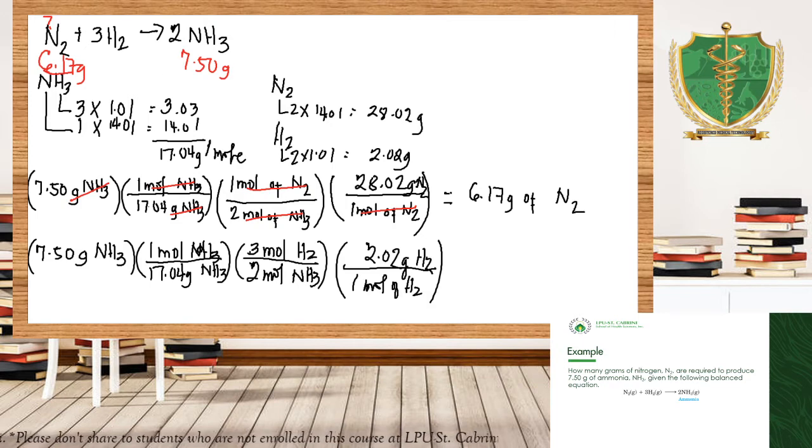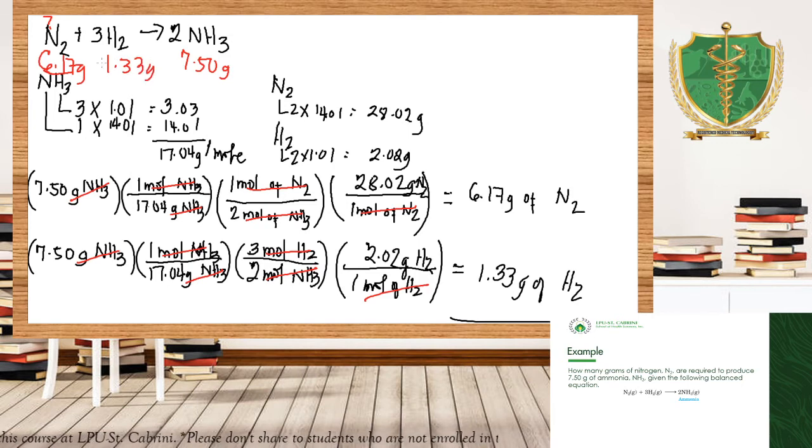So, again, cancel same units. So, that will be, sige, compute po ulit, 7.50 times 3 times 2.02 divided by 17.04 times 2. This is equals to 1.33 grams of hydrogen. Sige nga, tingnan po natin if we arrived with the law of conservation of mass. This is 1.33 grams. So 6.17 plus 1.33, 7.5. Correct. 5 points. Okay? So, I hope you got it.